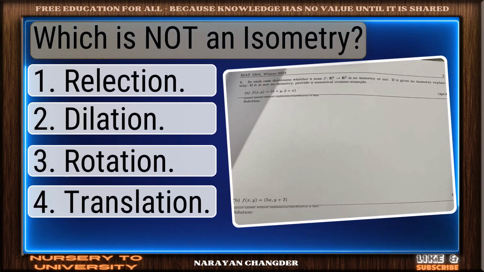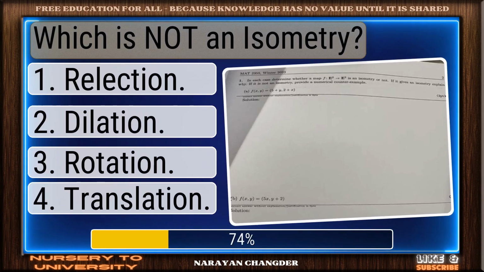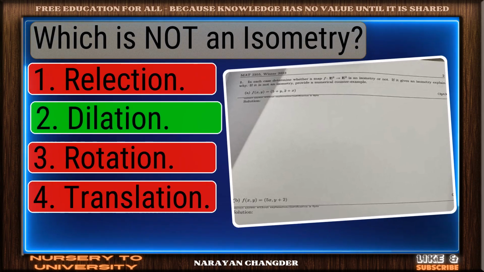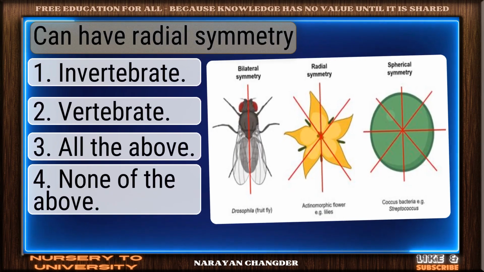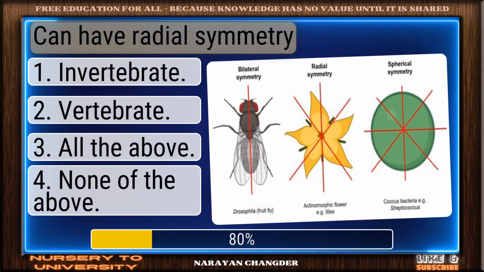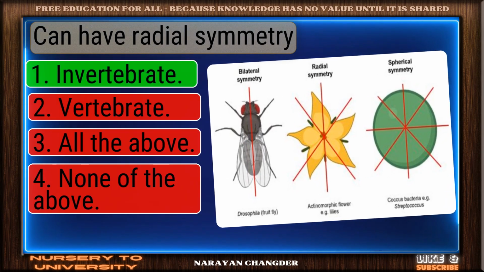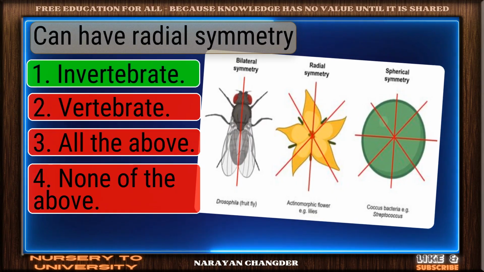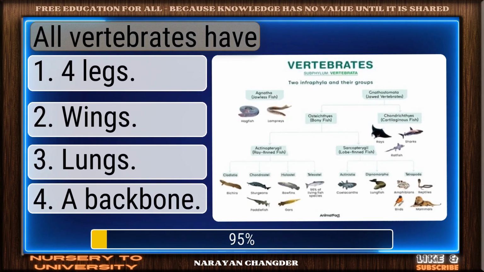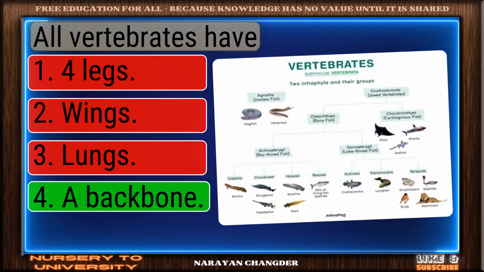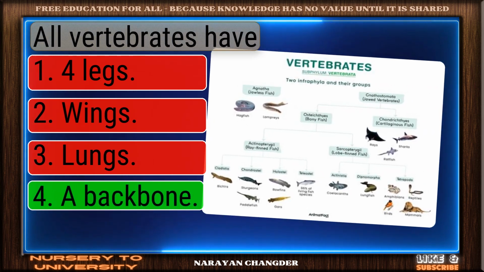Which is not an isometry? Good job. Your answer dilation works well here. Which can have radial symmetry? Well picked. Invertebrate is the correct answer. All vertebrates have dash. Solid response. A backbone is a valid choice.